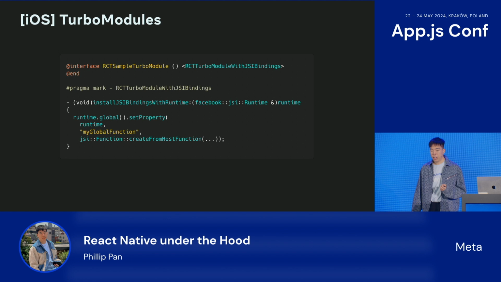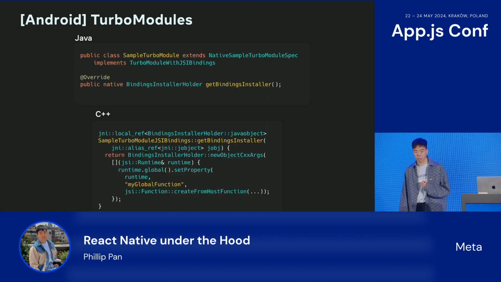For iOS, we provide a protocol called RCTTurboModuleWithJSIBindings. This will enforce that this hook is implemented by your module at compile time. This is the Android API equivalent. Note that it's extremely similar to the host delegate. But here we can install bindings in the module layer instead of the app layer. These TurboModule APIs will be available as experimental APIs in 0.75.